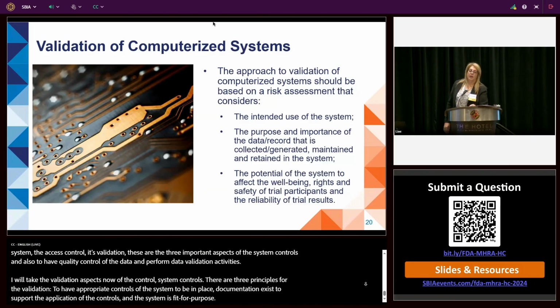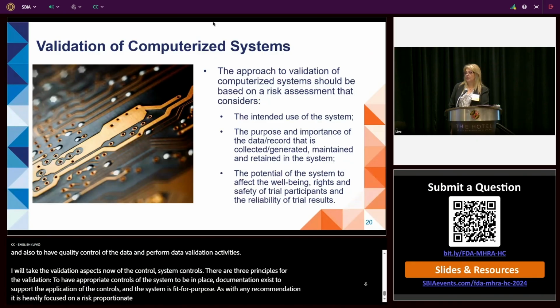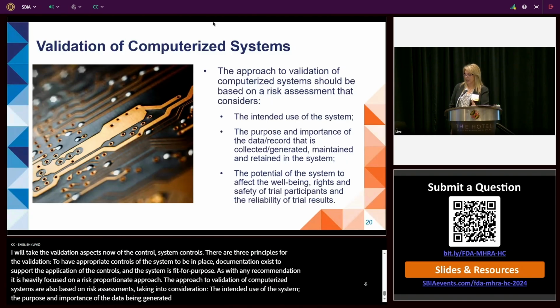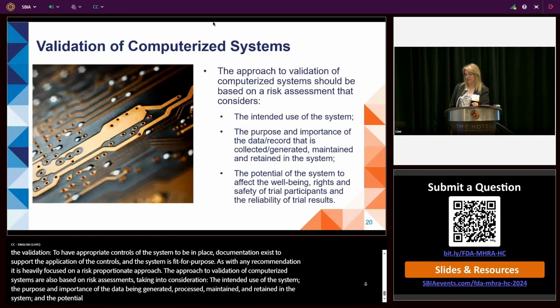As with any recommendation in the R3 being heavily focused on a risk-proportionate approach, the approach to validation of computerized systems is also based on risk assessment, taking into consideration the intended use of the system, the purpose and importance of the data being generated, processed, maintained, and retained in the system, and the potential of the system to affect the safety, well-being, and rights of participants, or the integrity and reliability of the results.